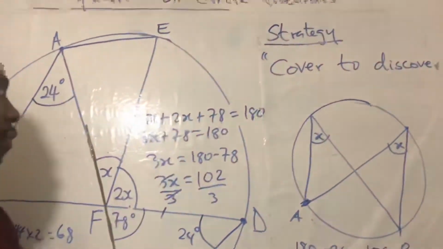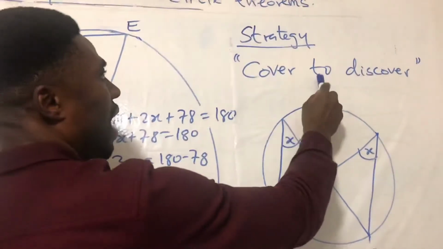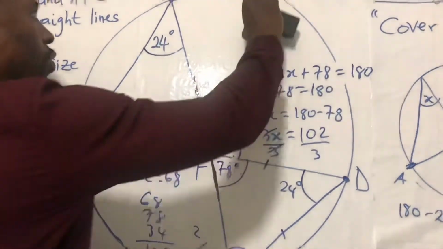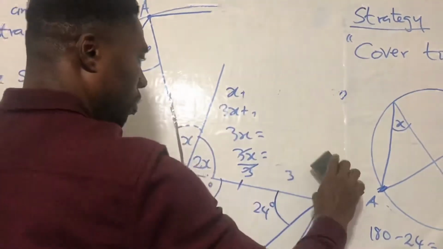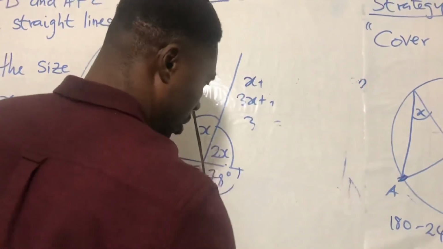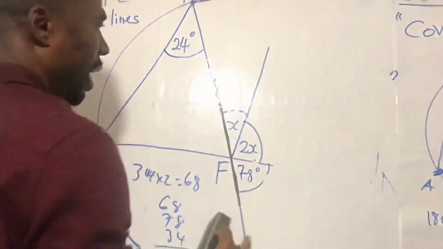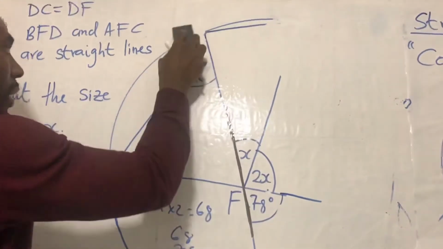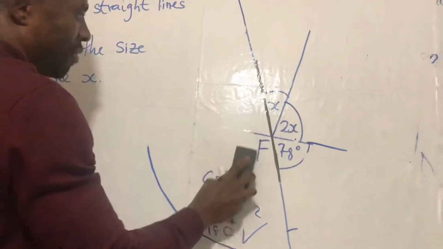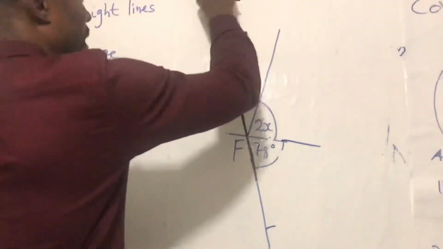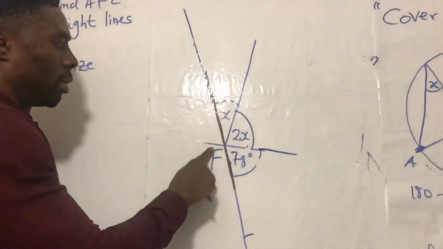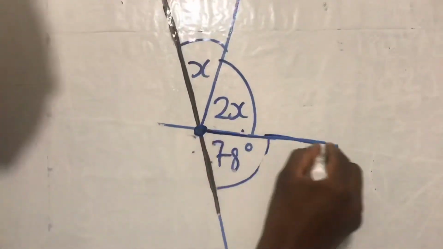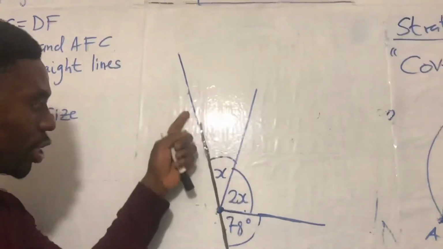So the main thing, if you're working on this, is you can use the strategy of cover to discover. Once we've figured out this here, with cover to discover, you can cover up all of this bit, and you can see if I cover up all of this bit, I'm left with just a straight line with 3 angles: this angle X, 2X, and 78. We're looking at angles on a straight line.